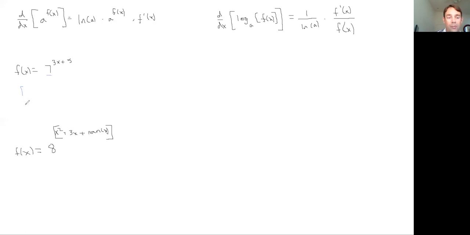First of all, here's my base. It's 7. So I'm going to start off here then with the natural log of 7. And once I've added that, now I just treat it like my e function. So write my regular function, and then multiply by the derivative of my exponent.